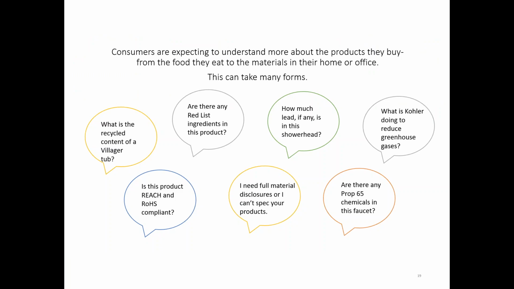The next slide. So this brings us to transparency, which is what you were promised in this. So we'll go into some detail here. And you know that customers expect more of us, they expect more of you, and those kind of questions can take many forms, like what's the recycled content of our Villager cast iron tub, or what are we doing to reduce greenhouse gas emissions, and how do I know you're telling me the truth? Next slide, please.